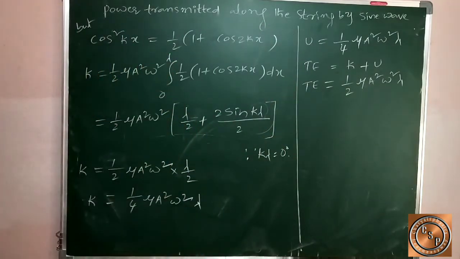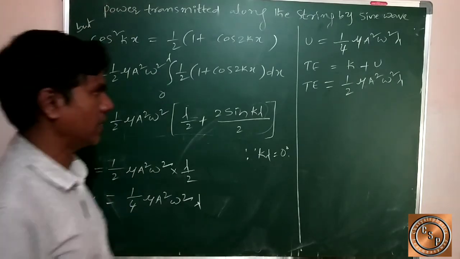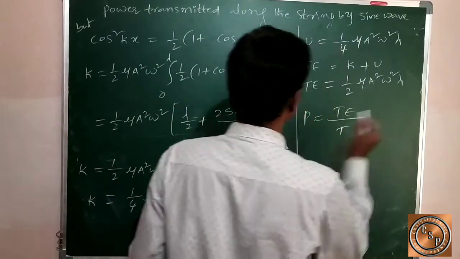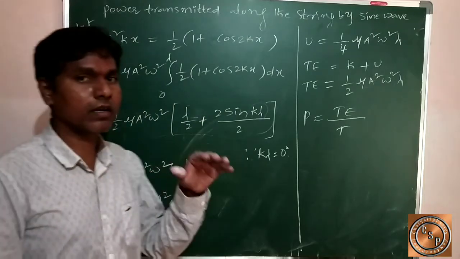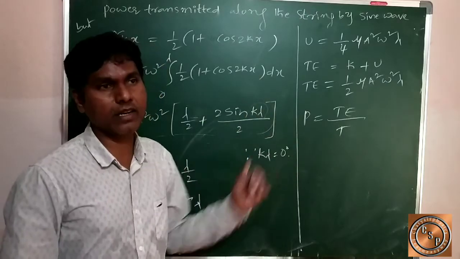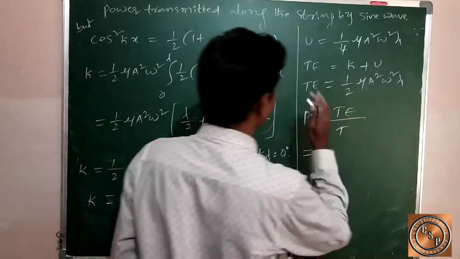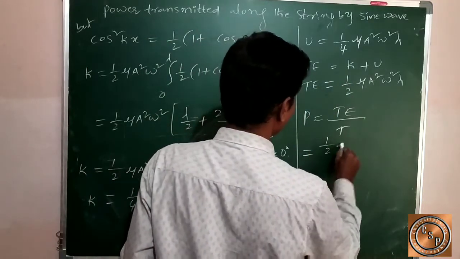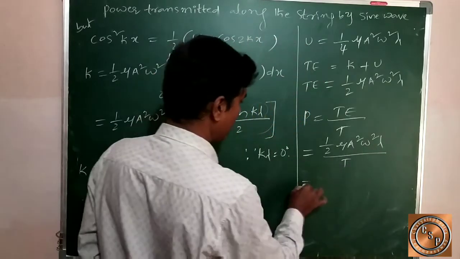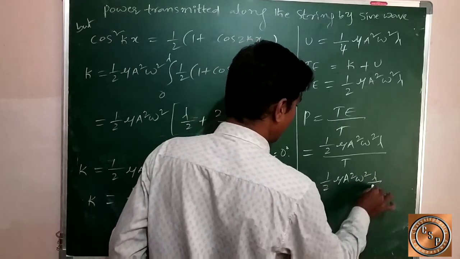Power transmitted along the string by sine wave. So we have to find out the power transmitted along the string. The power P is equal to the total energy by total time. Work done upon unit time is called power. So here the total energy upon the total time is called power. Here total energy is 1 by 2 mu a square omega square lambda divided by the time T. That is equal to half into mu a square omega square lambda by T.